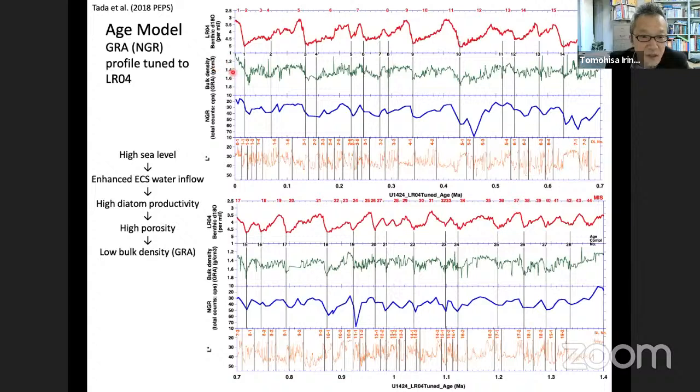So this is the GRA bulk density profile. Light, heavy, light, heavy, light, heavy pattern of the U1424, which can be correlated well with the sea level proxy like the LR04. And the heaviest part, this maximum of the bulk density, is correlated with the glacial maximum, which is associated with the thick euxinic dark layers.